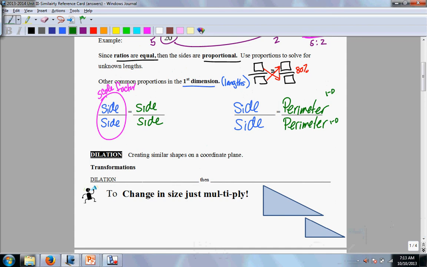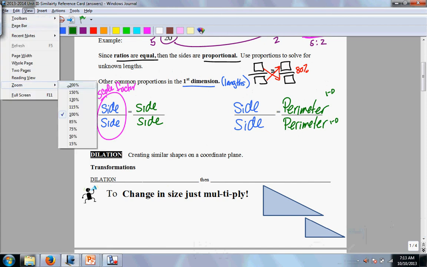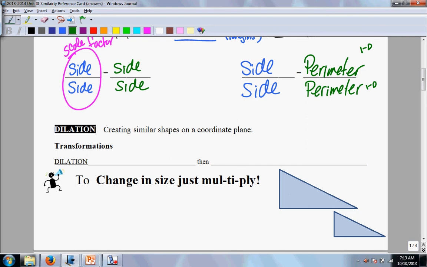Now, on an XY grid, similar shapes are made by the process called dilation. Dilation is what we use to create similar shapes on a coordinate plane. Dilation is simply a change in size. We use this process to make things smaller or larger. So let me give you the formula, and then we'll do an example. This formula won't make a lot of sense until we do the example.